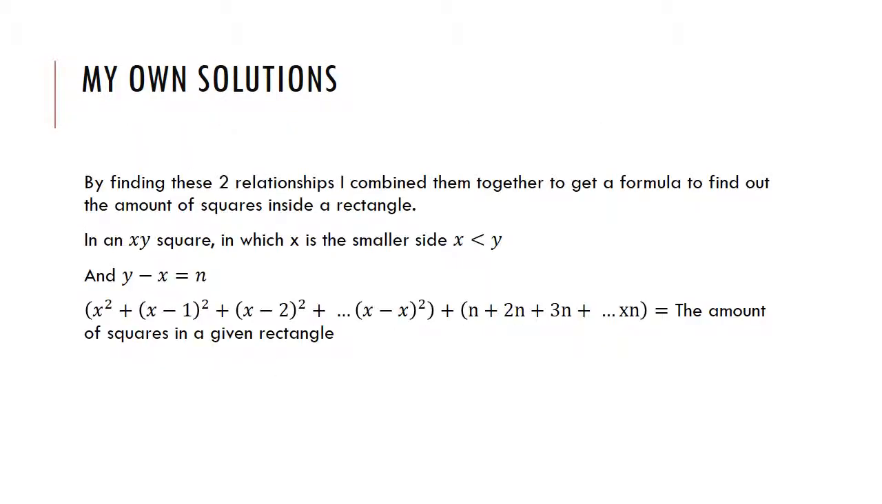By finding these two relationships, I combine them together to get a formula to find out the amount of squares inside a rectangle. Basically, it is the square relationship plus the columns relationship added together, which is x squared plus (x minus 1) squared plus (x minus 2) squared plus ... (x minus x) squared plus n plus 2n plus 3n plus ... xn, equal to the amount of squares in a given rectangle.